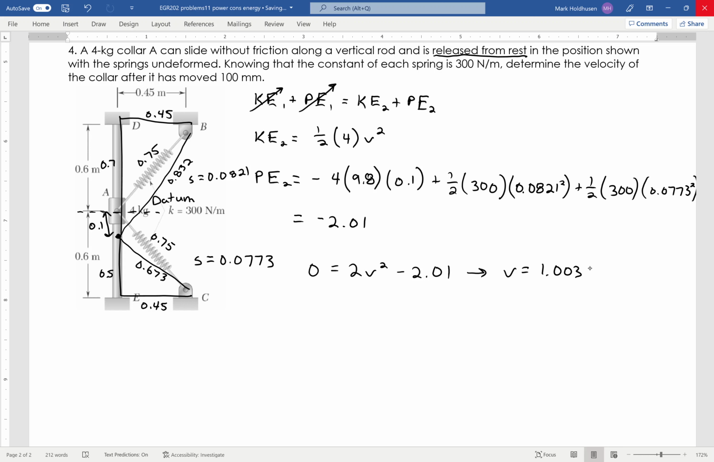So again, just recognizing that you just have gravity and springs, conservation of energy, okay? And then just doing a little geometry to figure out the new positions, new lengths of the springs, new stretch, will help you find the final potential energy, and you can easily calculate the final velocity then.